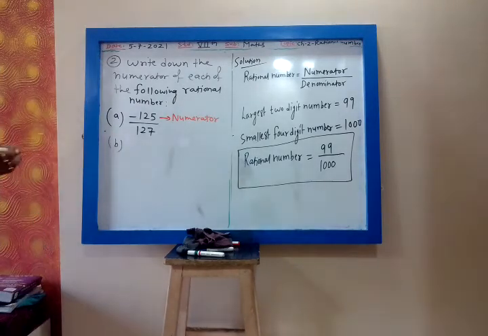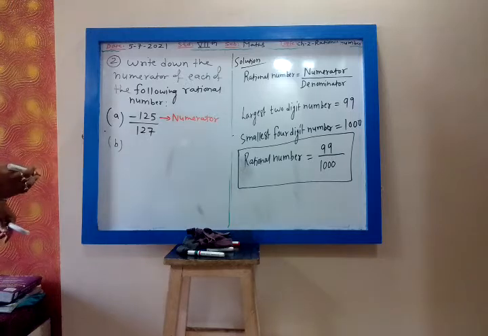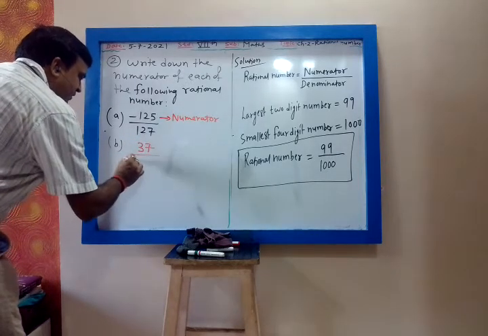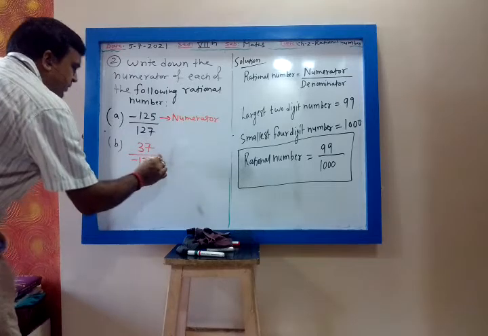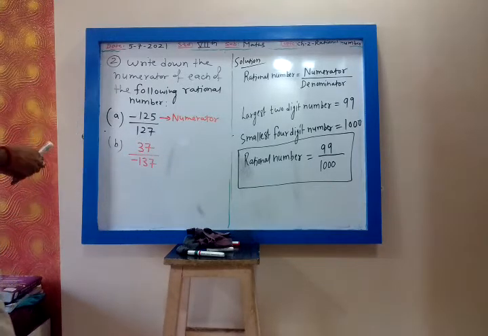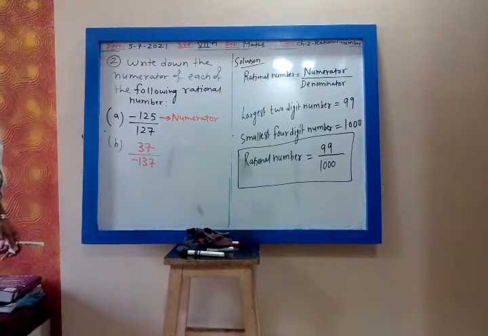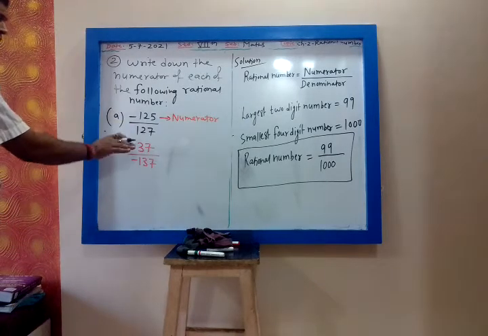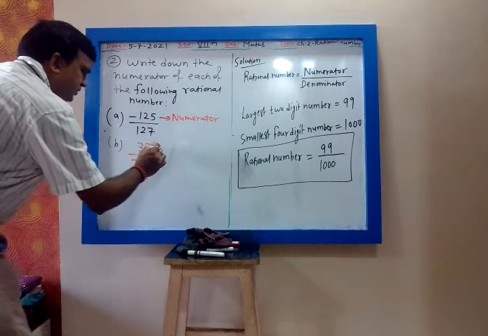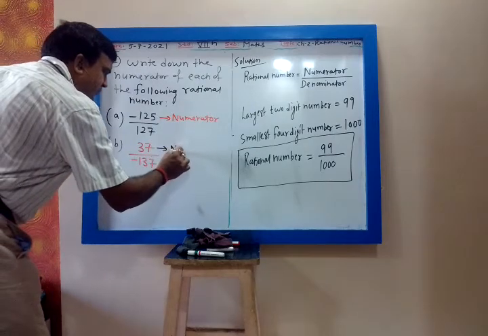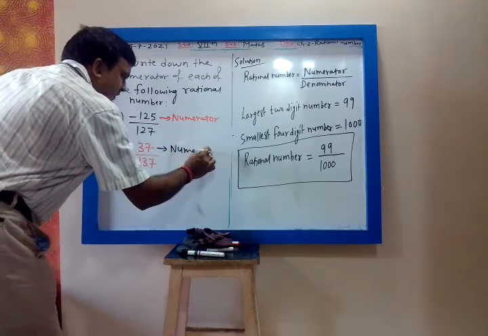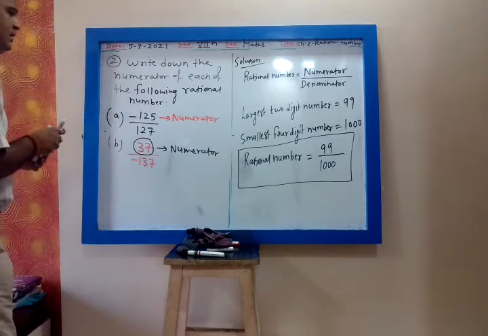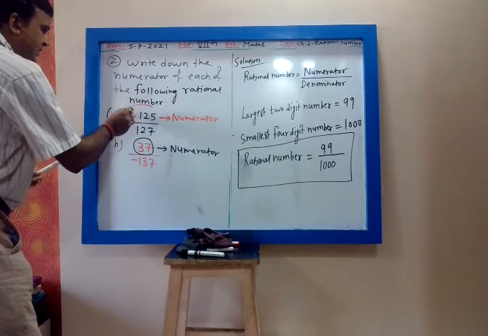Then B is 37 upon minus 137. What is my numerator? 37. My dear, minus 137 is the denominator. What are you saying? Numerator means upper part, denominator means lower part. 37 is my numerator. Now there, minus 125 is my numerator.